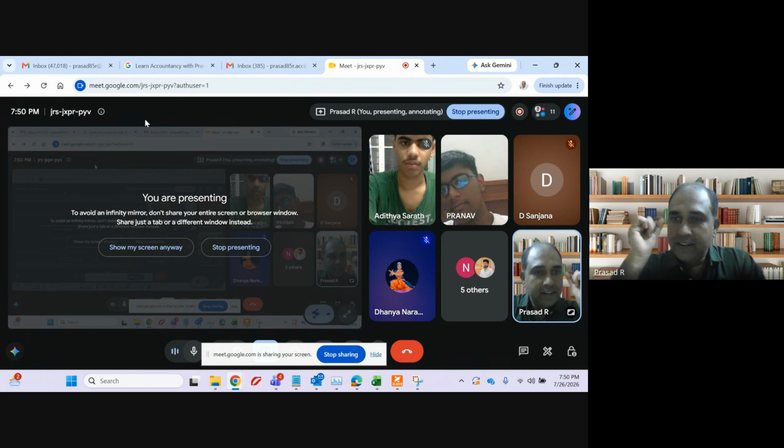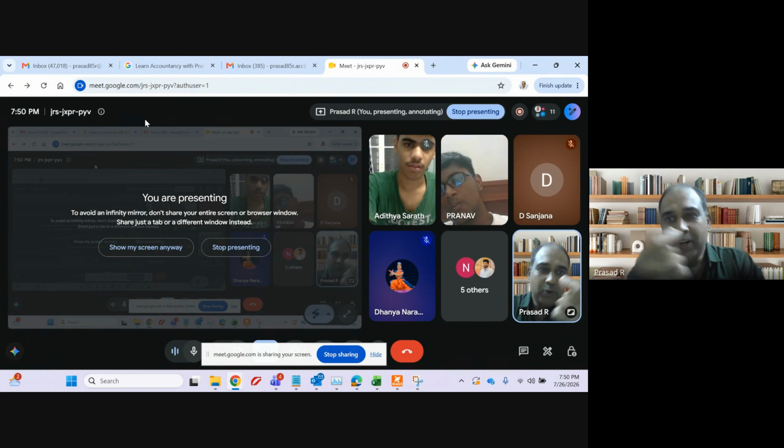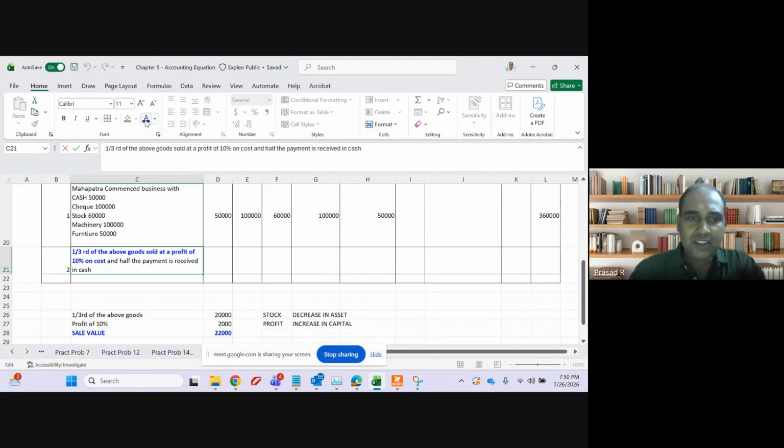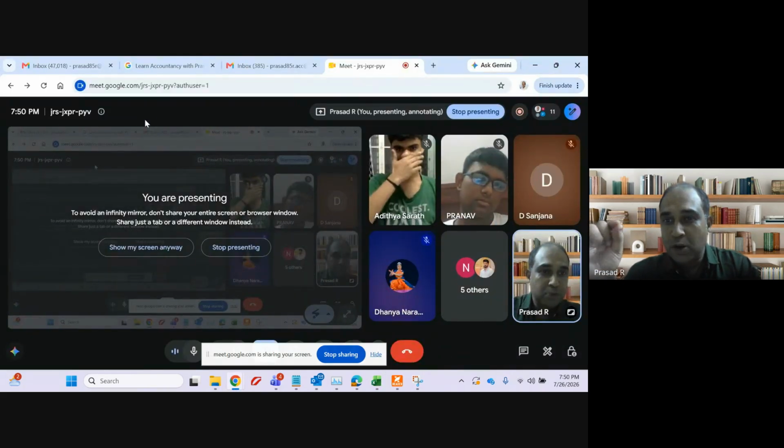Such a complicated line, now it has become so simple. What did I do? I did not do anything, I just read the question. 1/3 of the above goods, that means out of 60,000, 1/3 is 20,000. First I read this much. Then I read the next part: sold at a profit of 10% on cost. I broke this into small sentences.